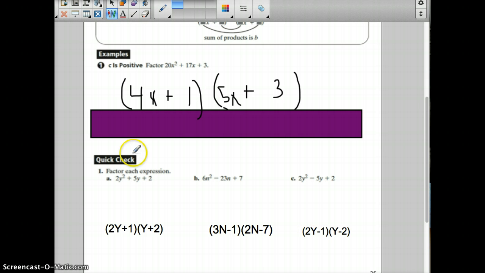Now notice something. Notice these two right here are almost identical except for this one sign here, which is negative as opposed to the positive. And notice how it changes the look of the two binomials. Pretty cool, huh? Let's try another one.